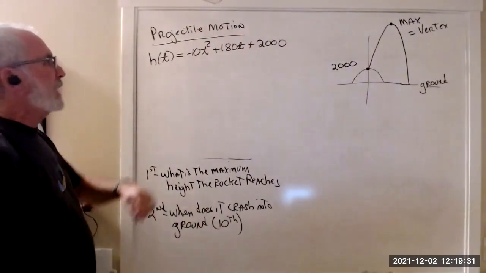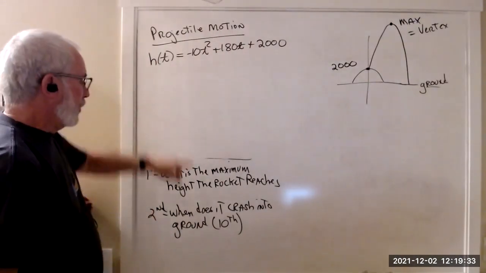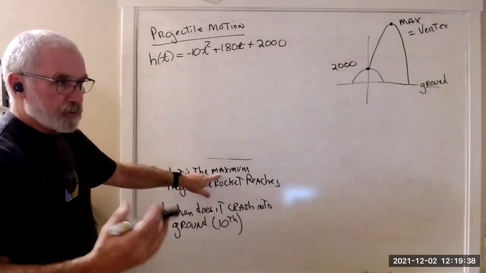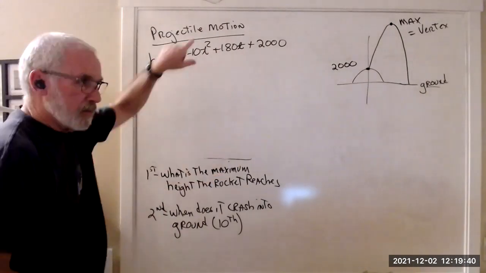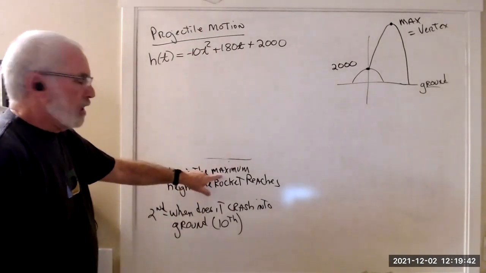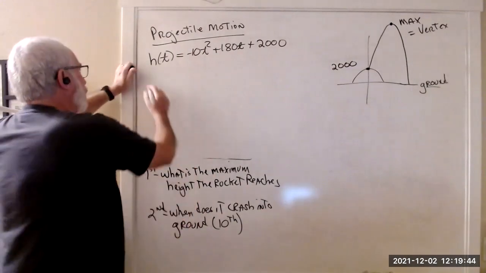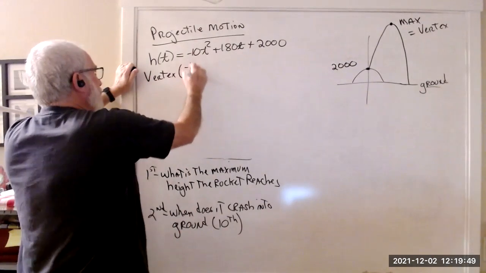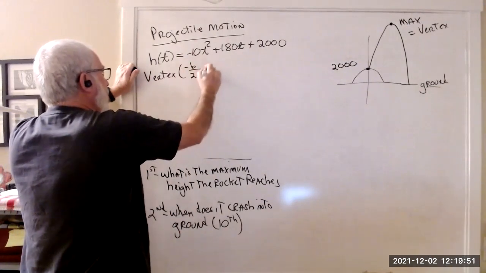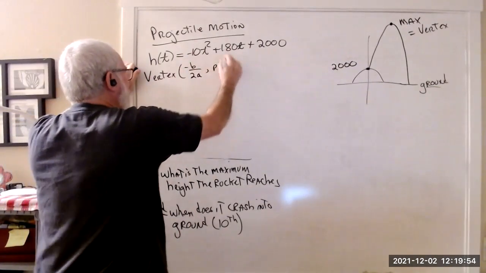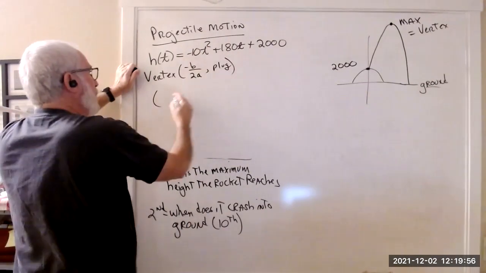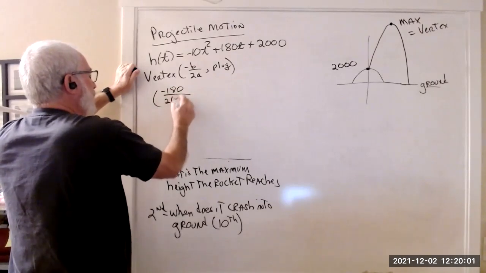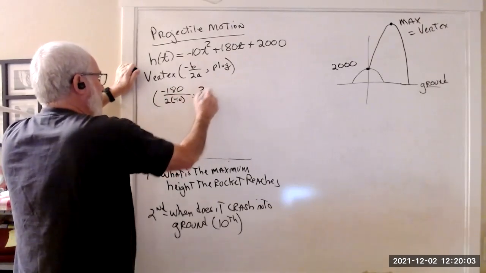So I kind of guided you, and I said when it says find the maximum or the minimum, other problems will ask you to find the minimum, assuming it's going down. You're finding the vertex. So for this, we want the vertex, which remember the formula is negative b over 2a, comma, plug it in. So for us, we're going to go negative 180 over 2 times negative 10, comma, something, plug it in.